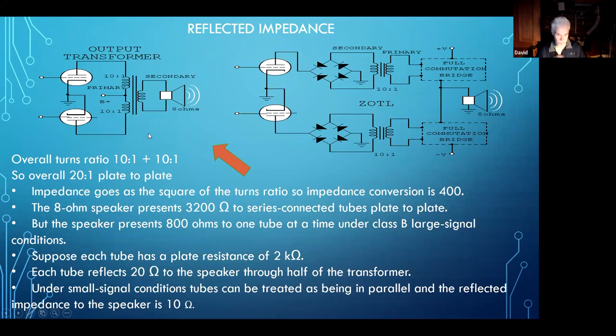So overall, we've got a 20:1 ratio here, plate to plate. Plate to plate is a common terminology they oftentimes use when they talk about output transformers. Impedance goes as the square of the turns ratio, so the impedance conversion is 400.